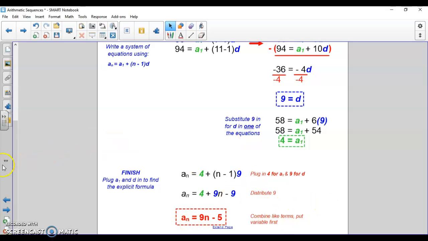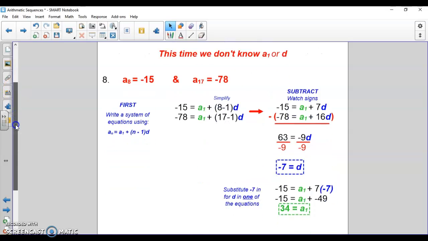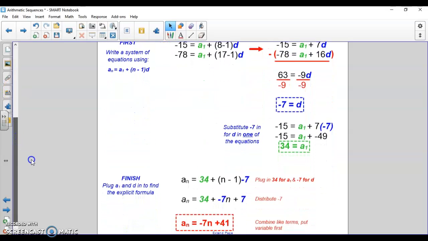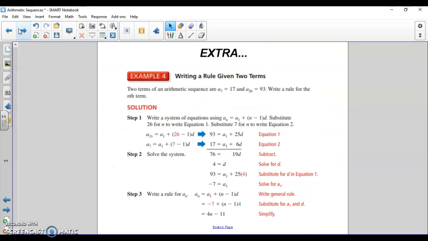Alright, there's no second part to this. There's no finding a 30th term or first 3 terms of the sequence. Nothing like that in this one. Just the explicit formula. Alright. I have a second example here. It just has a negative common difference. That's the only difference. You can check that out. I have another example there as well.